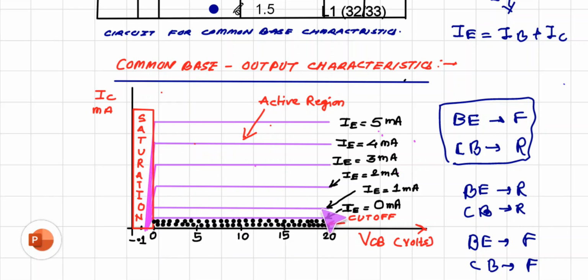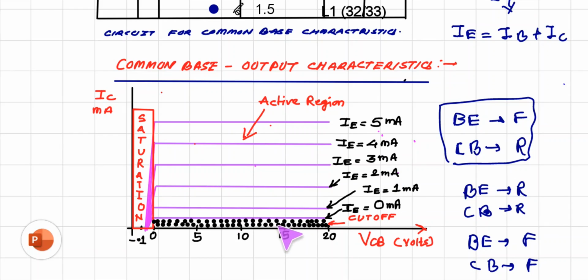So here you are observing that only for a small change in VCB is there a rise in collector current, but after that the collector current remains constant. So this rise from this level to this level is not due to VCB, but due to the emitter current. As the emitter current increases, we can say that the collector current in the circuit increases. So that is what the output characteristics show. Go on changing the emitter current, and you will see that the collector current is increasing.